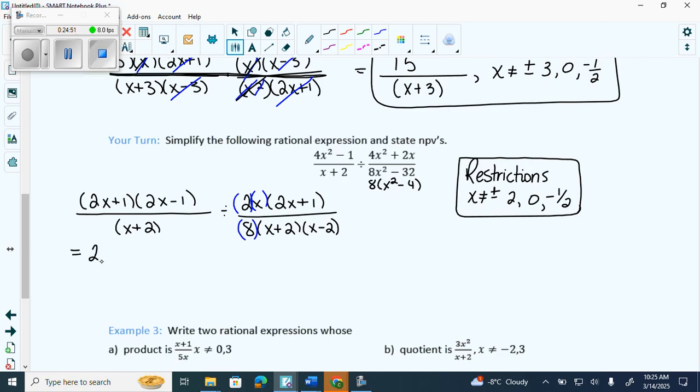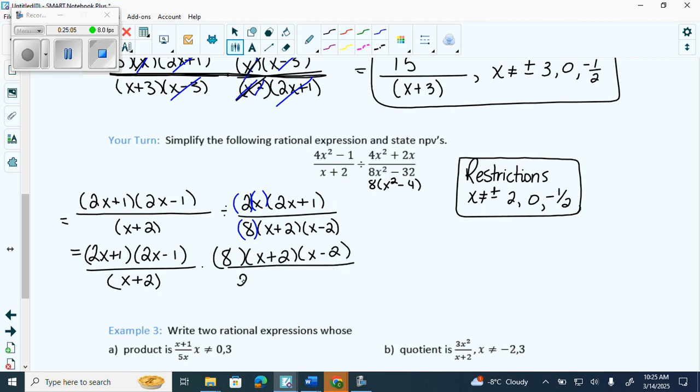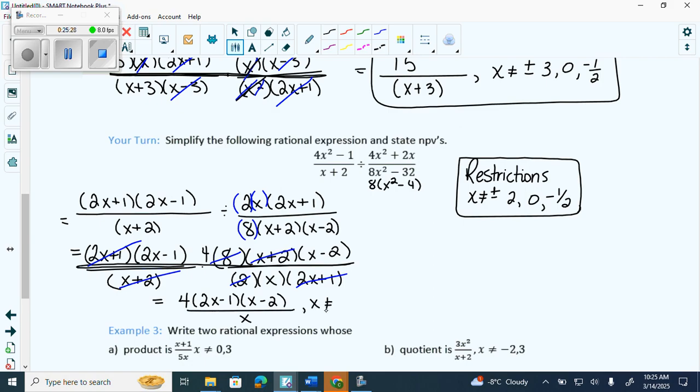So then I'm left with 2x plus 1, 2x minus 1, x plus 2, times 8, x plus 2, x minus 2, over 2x plus 1. The 2x plus 1 cancels, the x plus 2 cancels, the 8 becomes a 4, the 2 cancels off, and I'm left with 4, 2x minus 1, x minus 2, over x. X can't equal plus or minus 2, 0, negative a half.